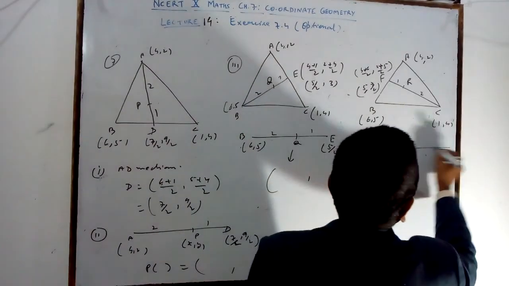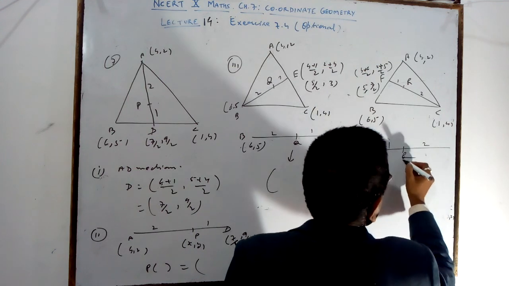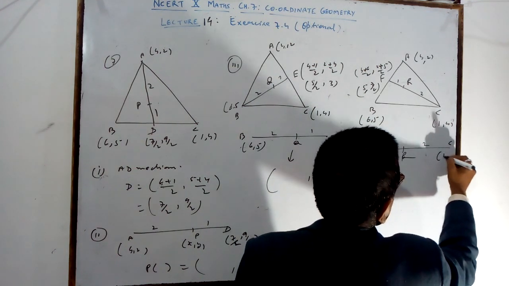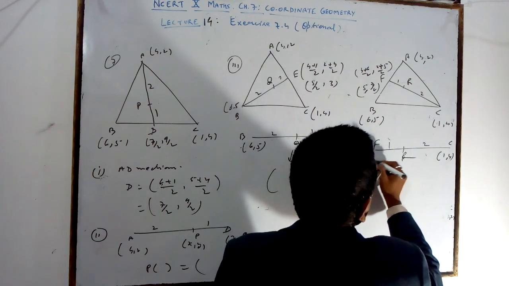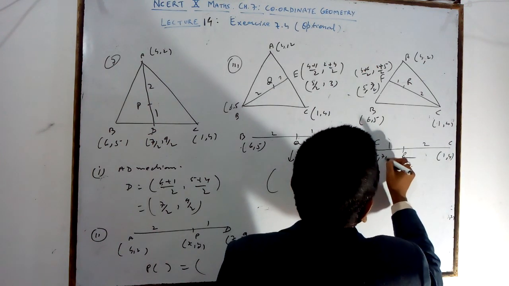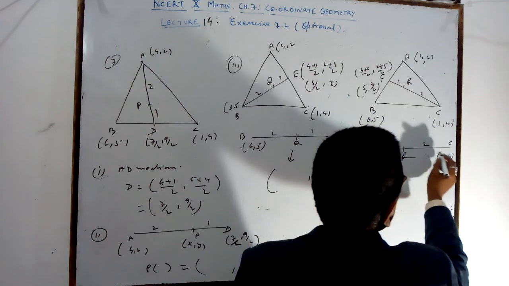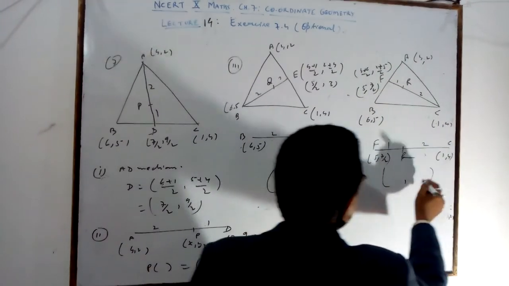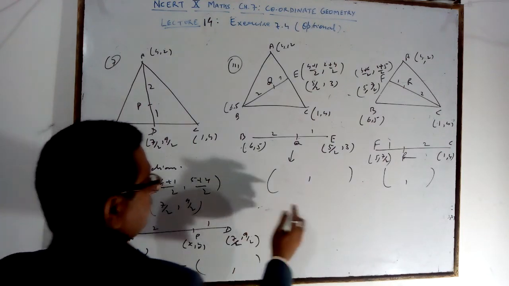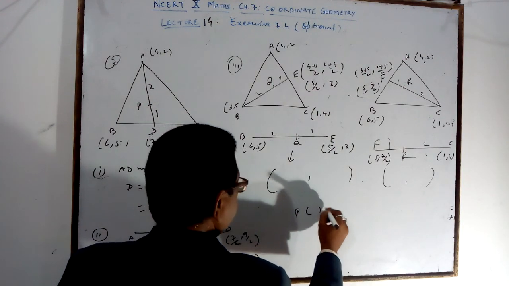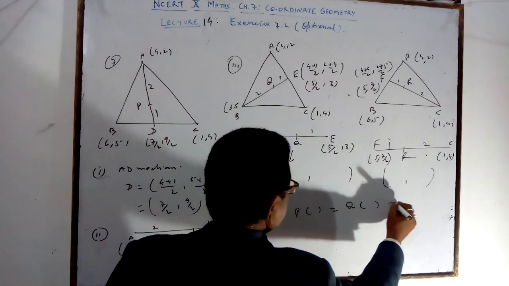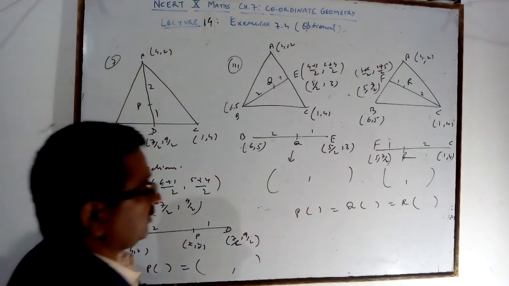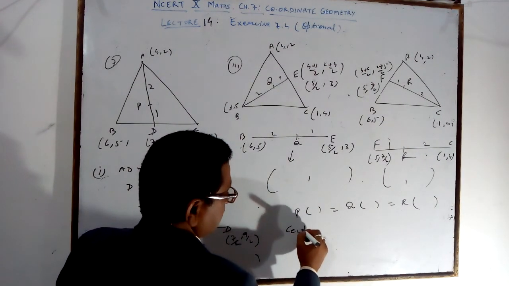And again you will get R in the ratio 2 and 1. Here is F and here is C: 1, 4 and 5 comma 7 by 2. Apply the formula m1 x2 plus m2 x1 upon m1 plus m2. By the section formula, all will be equal. The coordinate of P will be equal to the coordinate of Q will be equal to the coordinate of R, and it is called the centroid.